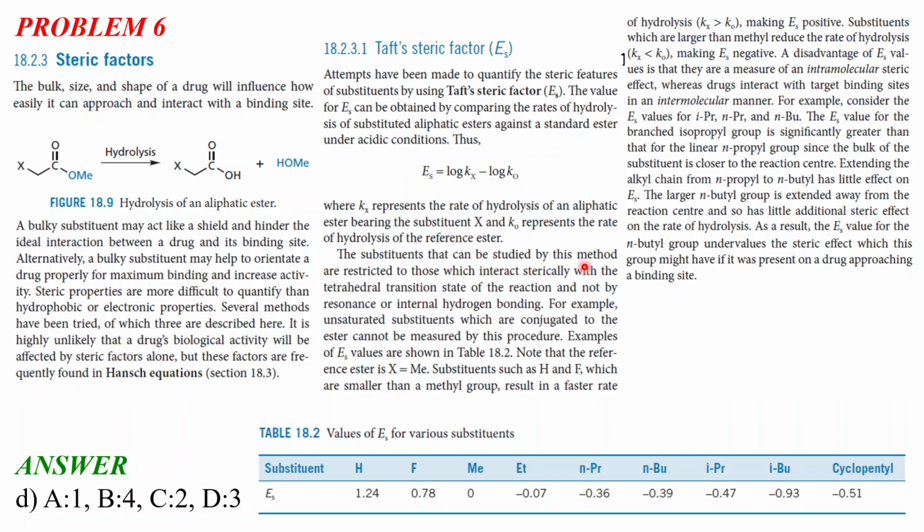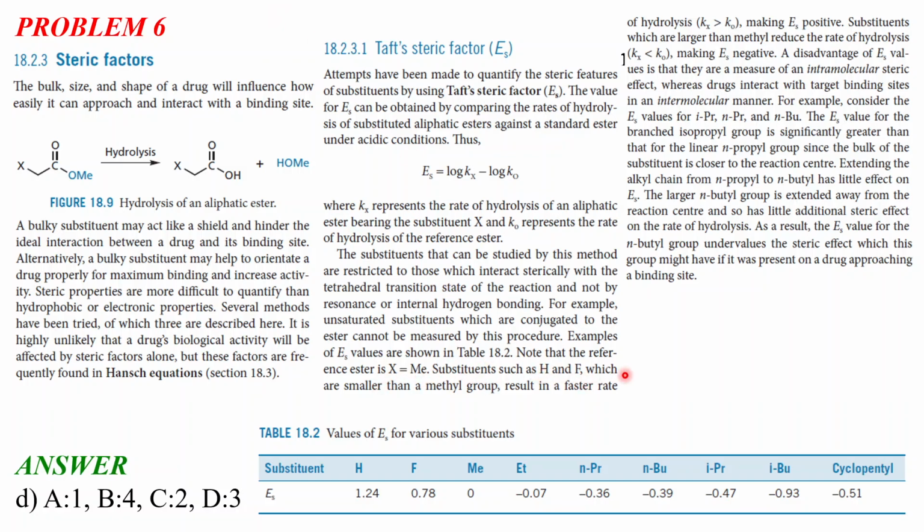The substituents that can be studied by this method are restricted to those that interact sterically with the tetrahedral transition state of the reaction, not by resonance or intramolecular hydrogen bonding. For example, unsaturated substituents which are conjugated to the ester cannot be measured by this procedure. Examples of Es are given in this table. Okay, the reference ester is X. That is why for methyl the value will be 0, because it is the reference ester.